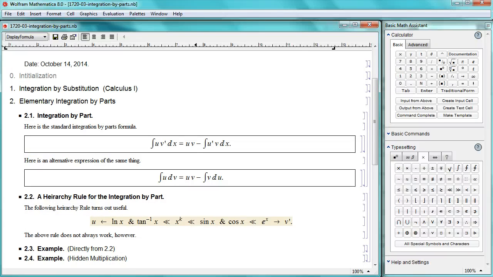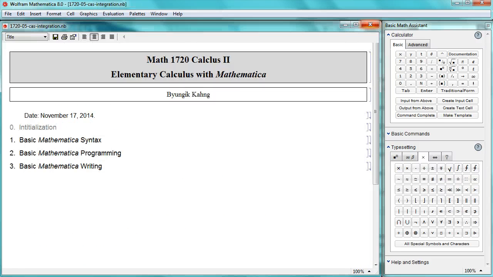Here is the hierarchy table that can be very useful. Logarithmic function and arctangent function have the strongest tendency to become u. Integer power function comes next. Sine and cosine come next, and exponential function has the strongest tendency to become v prime. So if you have any product of two functions that comes from this hierarchy table, then you know that's going to be an integration by parts problem.